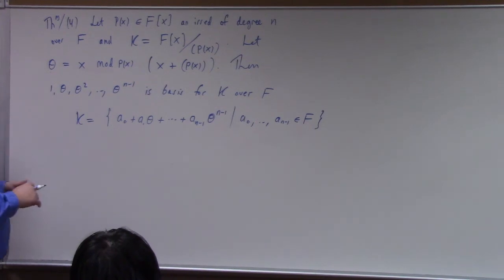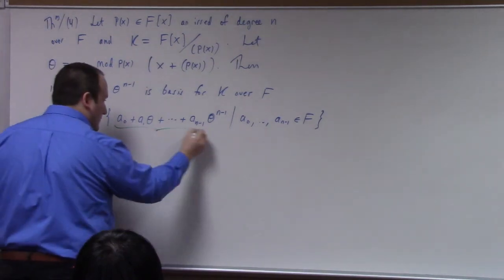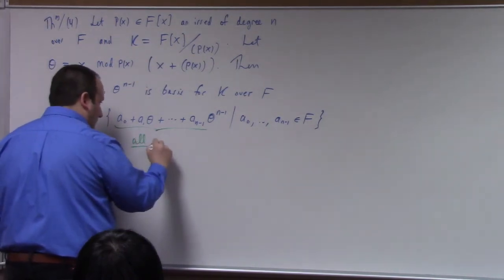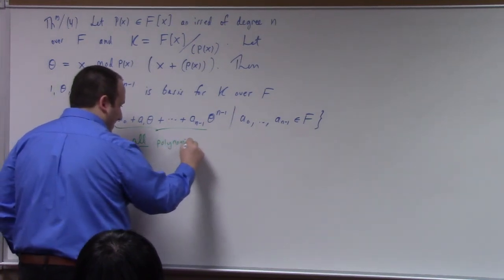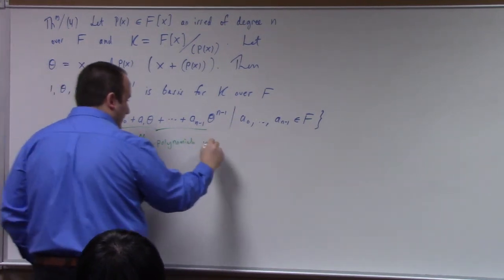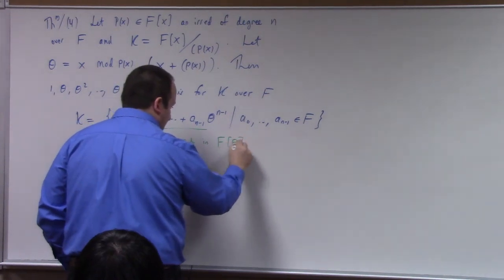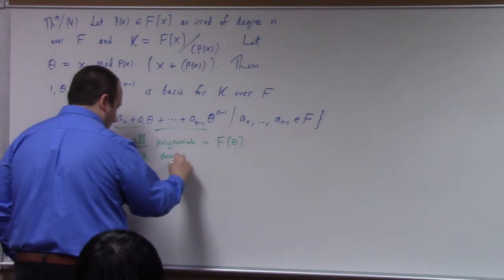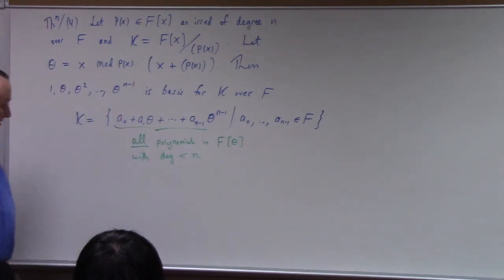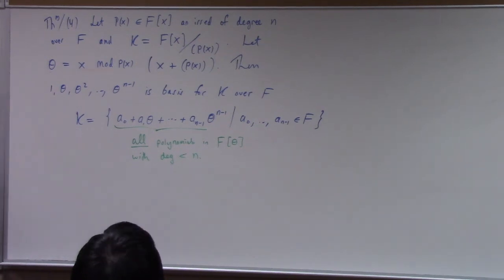So just to, I mean, this is all polynomials in, you could say, f theta, right, with degree less than n. It's completely arbitrary polynomials of degree less than n. There's no restriction whatsoever on those, right?